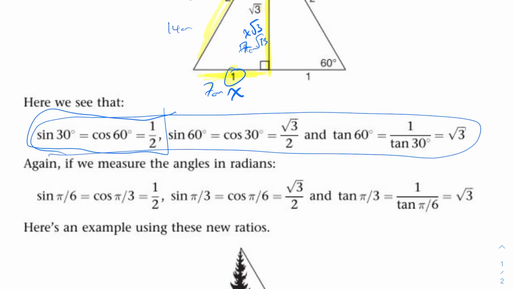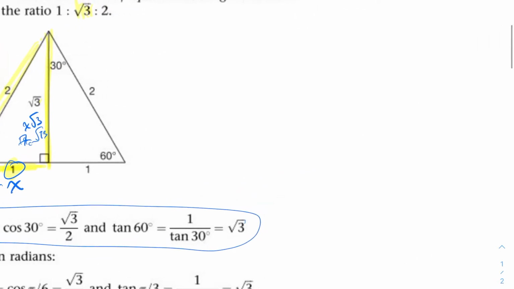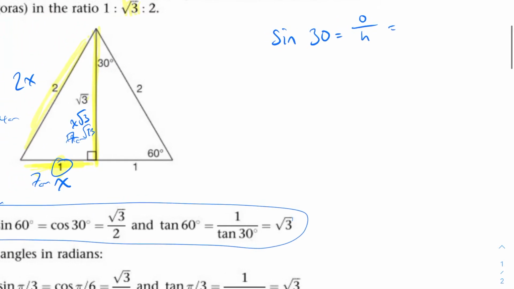Okay, so let's start with sine 30. Sine is the opposite over the hypotenuse, right? In this instance, when we're talking in terms of ratios, 1, 2, 30 degrees, square root of 3, 60 degrees. So for sine 30, the opposite is obviously 1, and the hypotenuse is obviously 2. That's the opposite of 30 degrees, and this is the hypotenuse. The adjacent would be square root of 3.